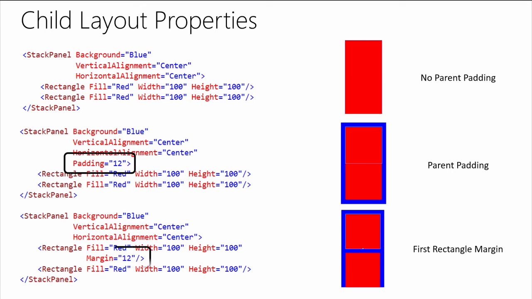So I'm going to switch now from padding, this time to margin. Now you can see that even though it looks like you have that space inside the stack panel, what you really have is the space around the individual items. So it's around the first rectangle. It's had the same impact in that it's pushed out the container around the rectangle. But you'll notice that it hasn't actually applied anything along the bottom of the blue container.